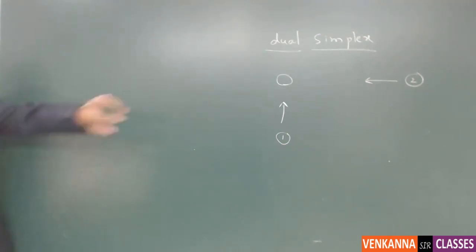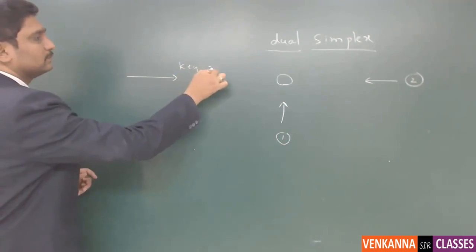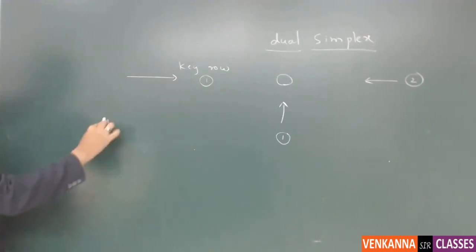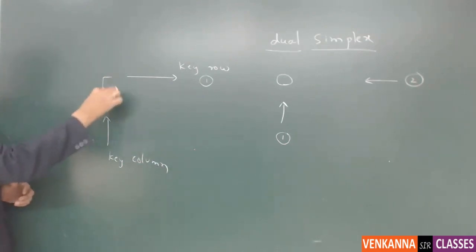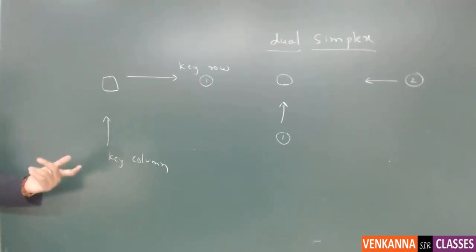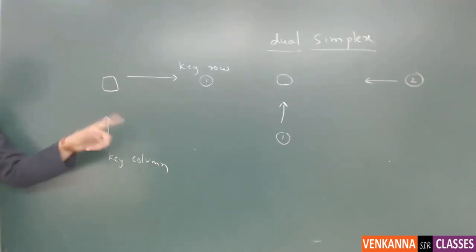Now in dual simplex we do the reverse. So first we select the leaving variable, the key row. This is step 1. Then we select the key column. Then the pivot element will appear here in the dual simplex method. That is the whole strategy. Performing row operations, checking the optimality condition, everything is common. No change at all. Only the selection procedure is reversed. Does it make sense for the dual simplex method?